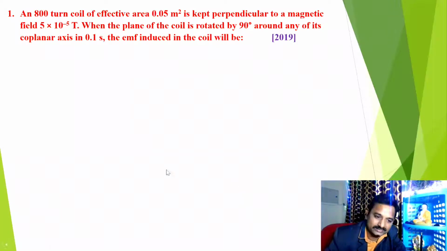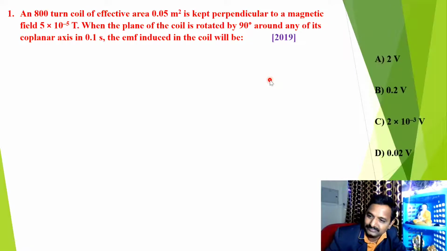Here is the first question. An 800-turn coil of effective area 0.05 meter square is kept perpendicular to a magnetic field of 5 into 10 power minus 5 Tesla. When the plane of the coil is rotated by 90 degrees around any of its coplanar axis in 0.1 second, the EMF induced in the coil will be. It was given in 2019. Options: A 2 volt, B 0.2 volt, C 2 into 10 power minus 3 volt, D 0.02 volt.